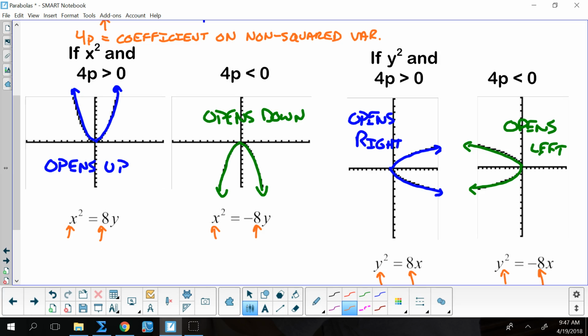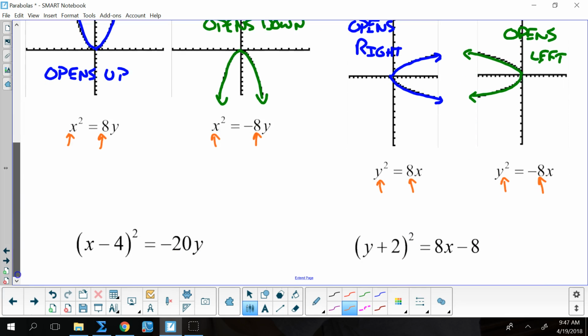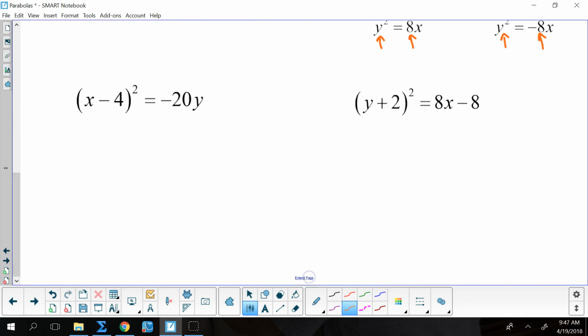Okay? So what I would like you to do now is do 2 things on those 2 equations. First, determine which way they open. Which way does the parabola open in those 2 equations? And second, figure out what the value of p is on those 2 equations. So, first one. Which way does it open?